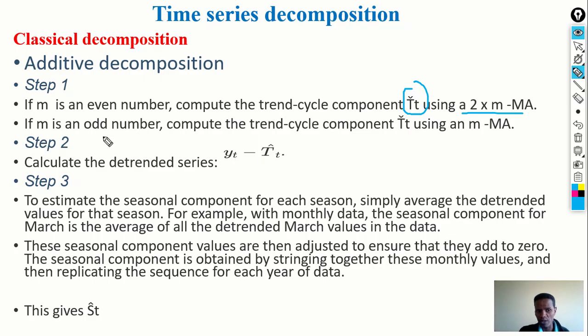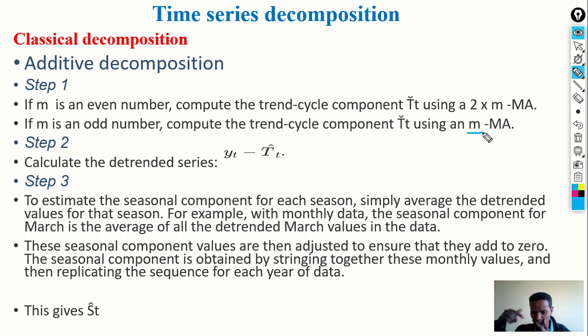But if m is an odd number, we calculate the trend cycle component using an m moving average without any multiplication by 2. So now m will not be multiplied by any number. Simply that m moving average will be used to calculate the trend cycle component.